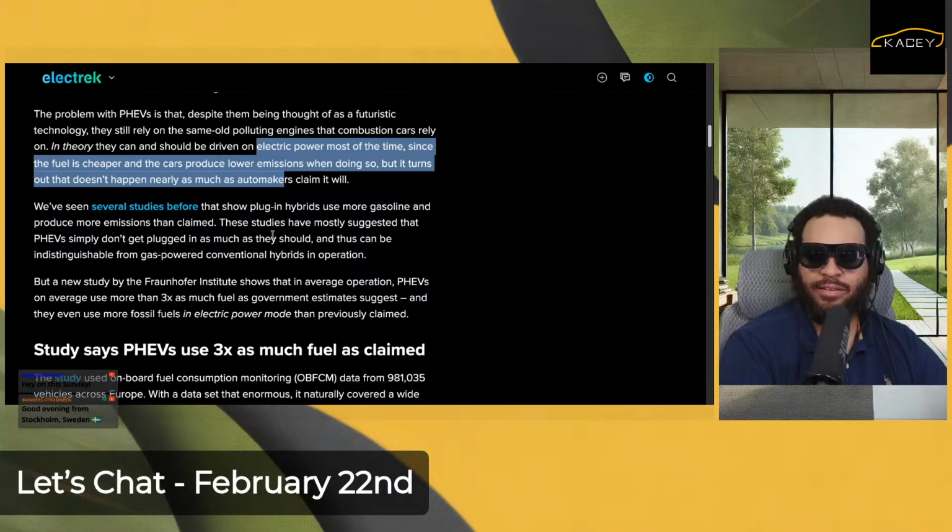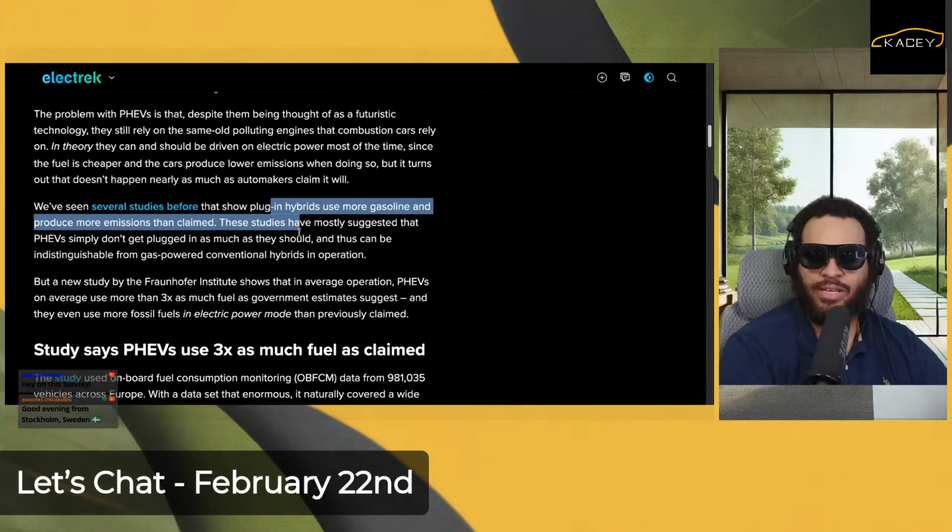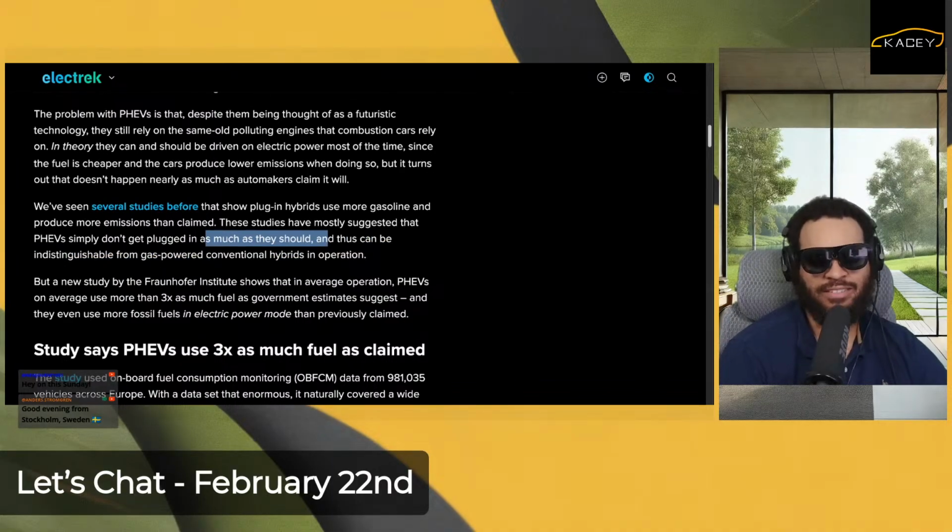Let's see. I've seen several studies before that show plug-in hybrids use more gasoline and produce more emissions than claimed. These studies have mostly suggested that PHEVs don't get plugged in as much as they should. Yeah, for that same reason. If you have to take a detour and then wait, and your car can just keep going on gas, we've seen time and again so many people are just going to keep going on gas. And yes, even they will sometimes plug in if it's at that same mall and it's free, or when they plug in they get an extra week on their gas tank.